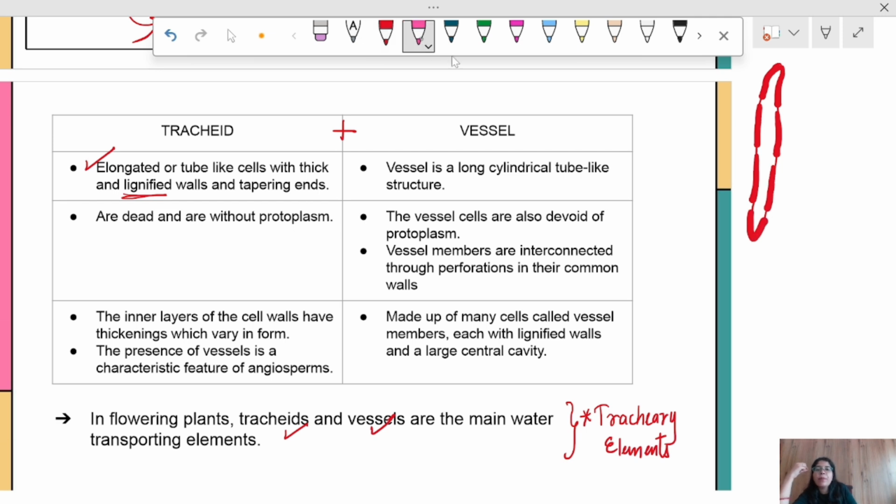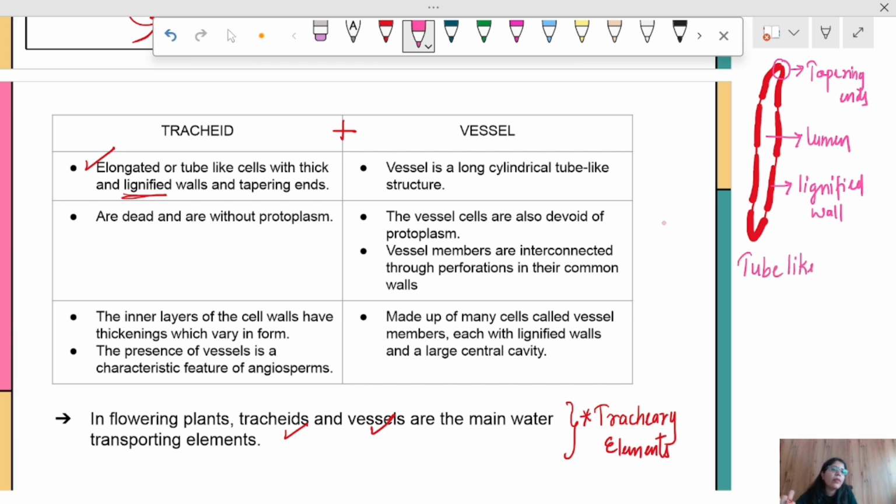I am drawing some pits also so that you can see this is the lumen, right? This is the lignin or lignified wall. And these are the tapering ends. And water is conducted through this lumen. And they are very long. A tracheid is one single cell, right? Tube like one cell.